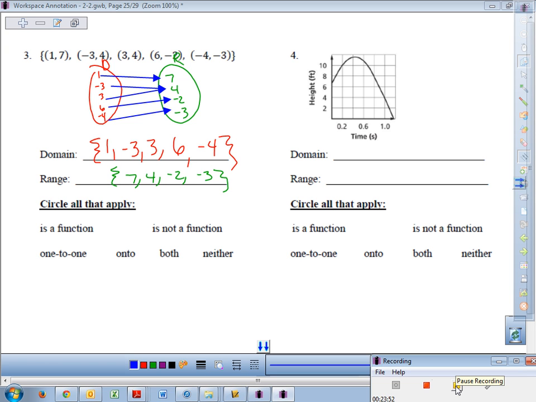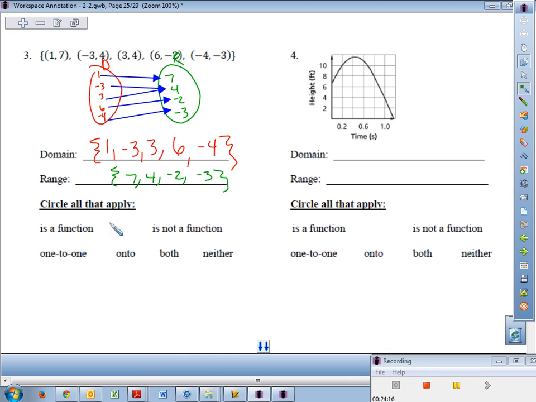The answer is yes. In our own words, how can you tell without the mapping? But I still want you to make the mapping. Were there any repeaters in the domain? Yes or no? There were no repeaters in the domain, so that's going to be a function. Then we jump automatically to checking, if it's a function, is it onto? Yes, functions and ontos go together.